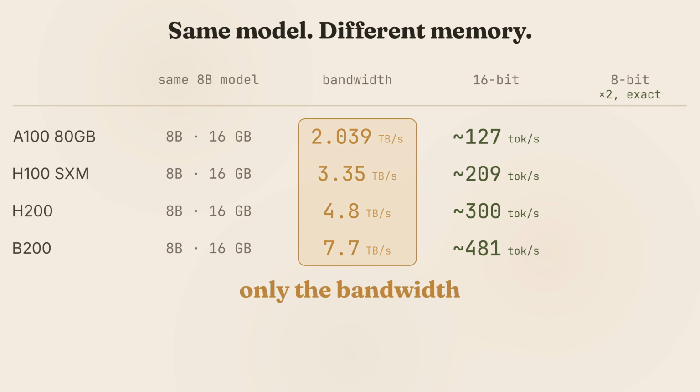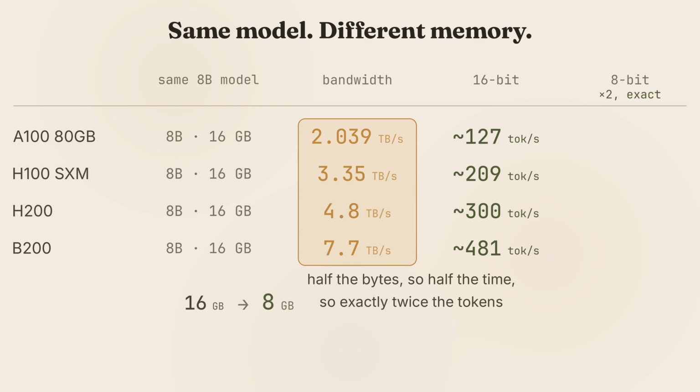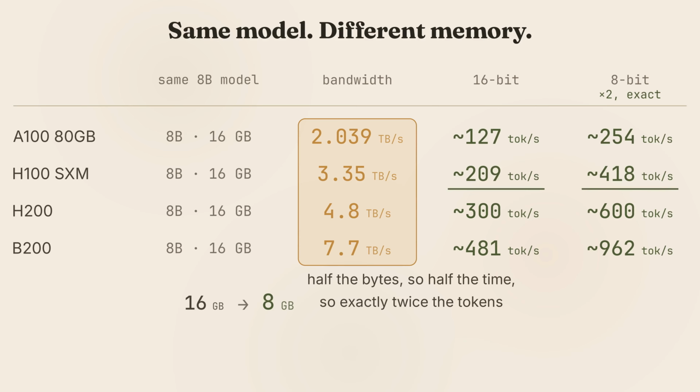So those two chips with identical compute from last time, here they are again with a tokens per second number on them. And now run the same model in 8-bit instead of 16. Half the bytes, so half the time, so exactly twice the tokens, right? 209 becomes 418 on the very same card. And that 2 times is exact, and it doesn't wait on a clever kernel because the thing you're dividing is a number of bytes and you just halved it.